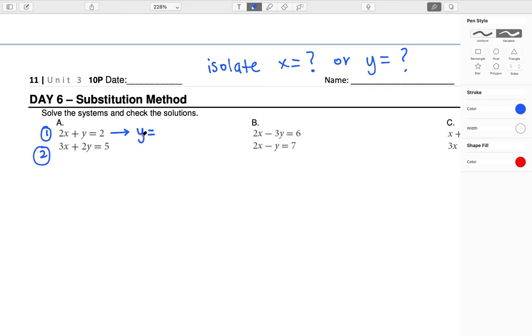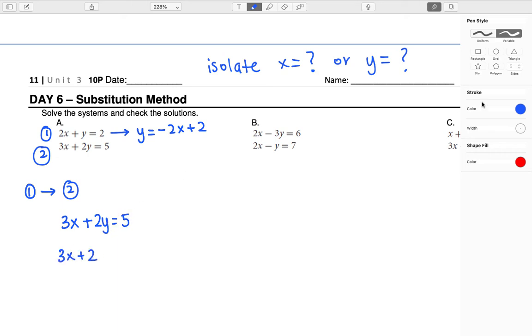So y is equal to negative 2x plus 2. Now that I have isolated, I'm going to plug equation 1 into equation 2. So what that means is that I'm going to write 3x for equation 2 plus 2. So this is my equation 2.